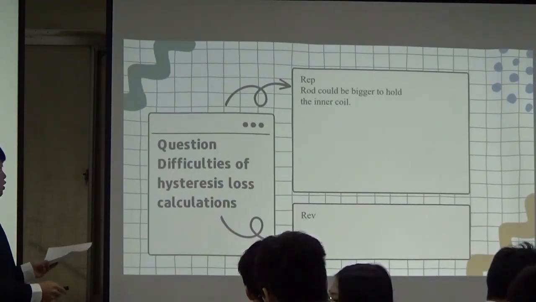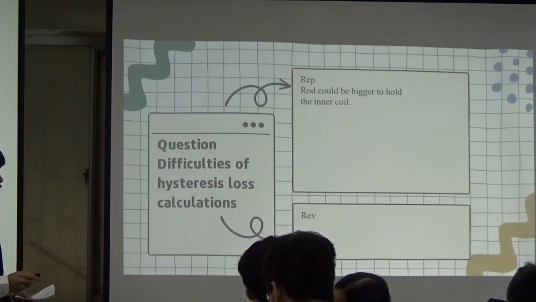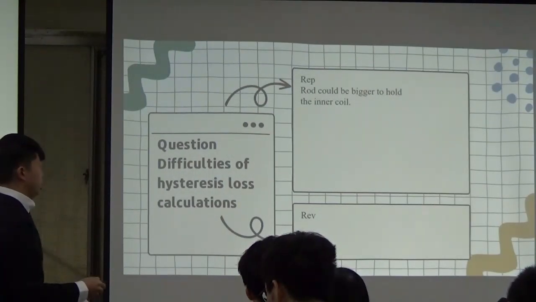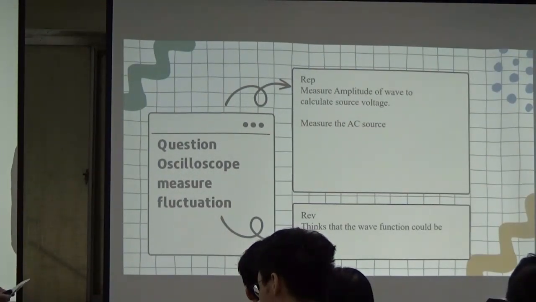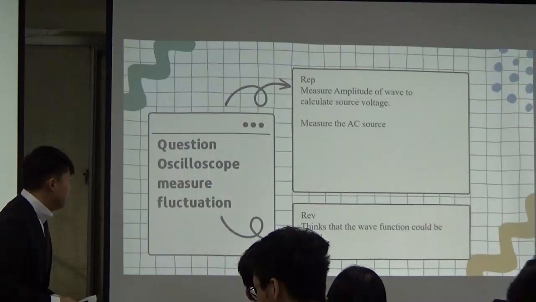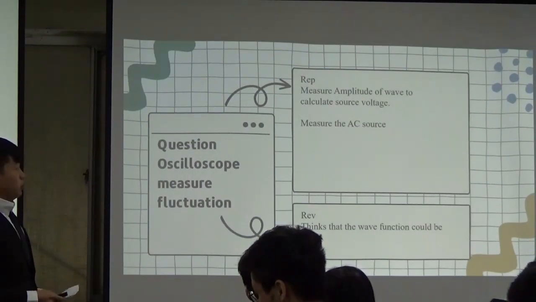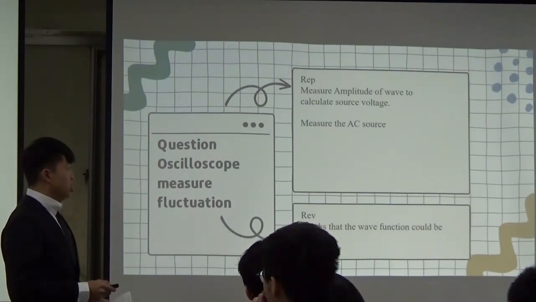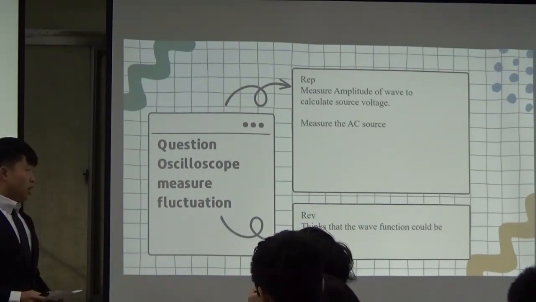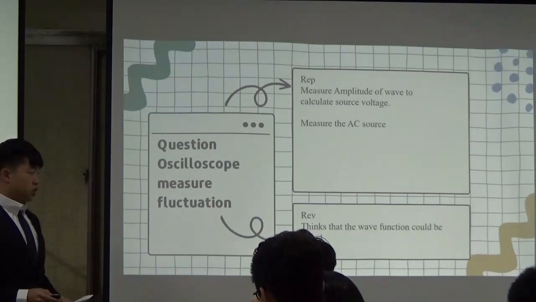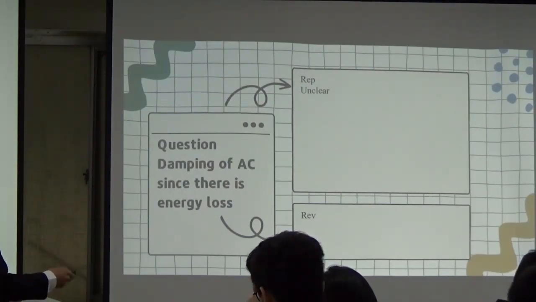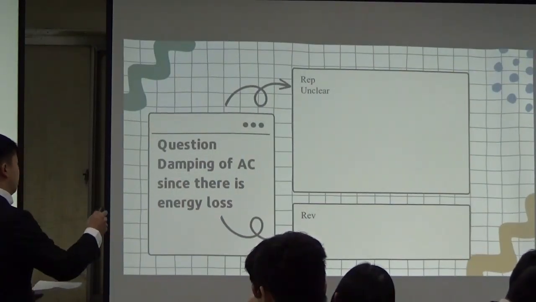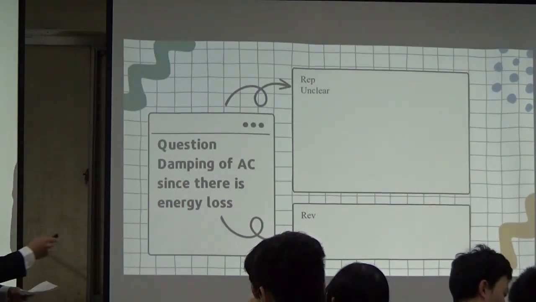Then the difficulties of hysteresis loss calculations. The reporter says that the rod would be bigger to hold the inner coil. The oscilloscope measures fluctuation. The reporter says to measure the amplitude of the wave to calculate the source voltage and measure the AC source. The reviewer thinks that the wave function could be stated. The next question: damping of AC since there is energy loss. The reporter's reply was unclear.